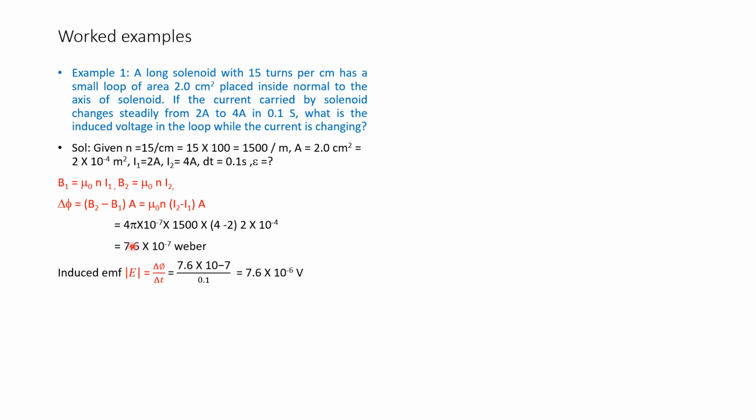Therefore, we have calculated the value of the change in flux. Now we have to find the induced EMF E, which is given by the equation delta phi by delta t. That is equal to 7.6 into 10 to the power of minus 7 divided by 0.1, because the current is changing in 0.1 second. This is 7.6 into 10 to the power of minus 6 volts. This is the answer.